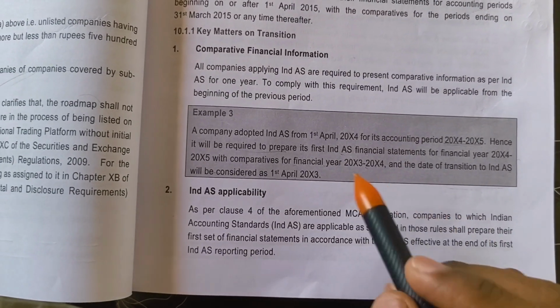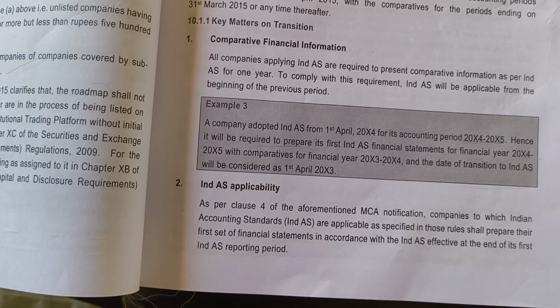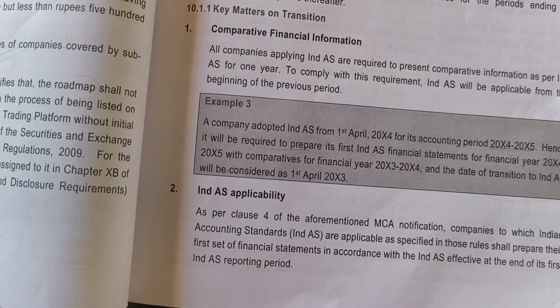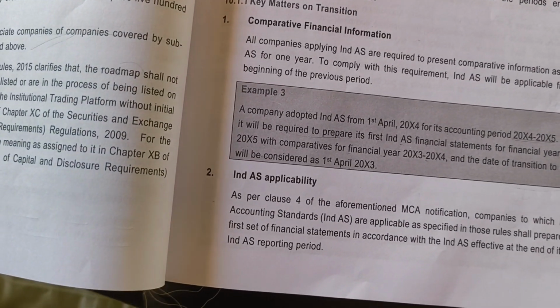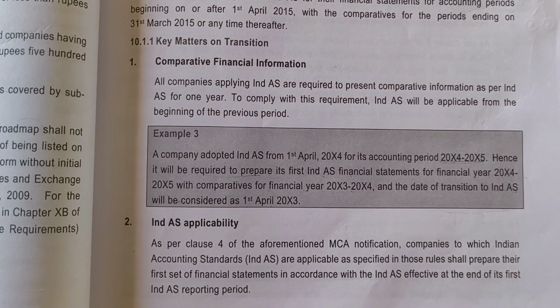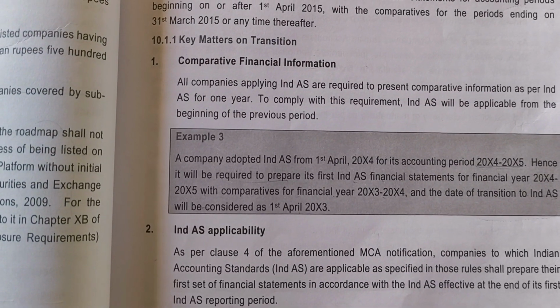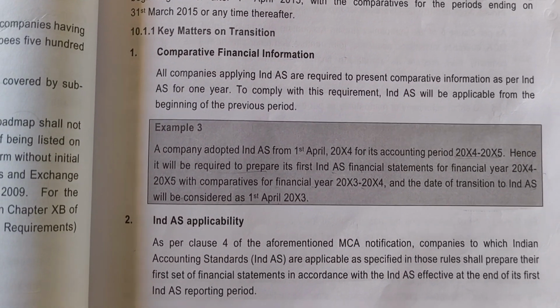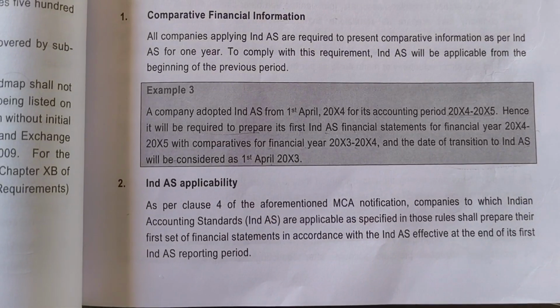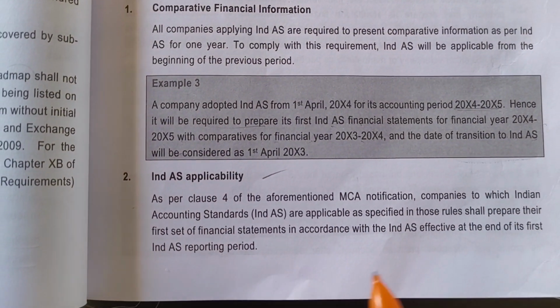Okay, so for the preparation of 14-15, we have to prepare the last year financial statements also according to Ind AS, so that it is easy to compare. It is comparable. Okay, comparative financial information, that is the first point. And Ind AS applicability, the second point.